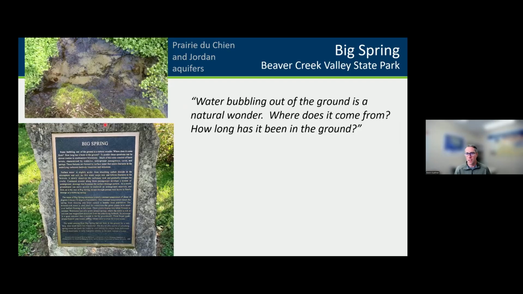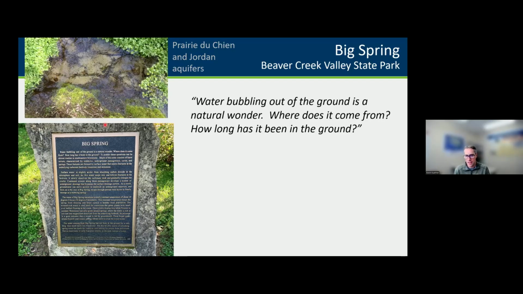And to give you some perspective on where we were at about 20 years ago on this, this is one of our long-term spring monitoring sites. This is water coming out of the Prairie du Chien and Jordan aquifers. It's located in Beaver Creek Valley State Park in Houston County. And about 20 years ago, the park had put up a sign or a plaque on a rock, and it was basically trying to explain interesting facts about groundwater, and specifically in this case, wondering where this water is coming from and how long it has been in the ground.